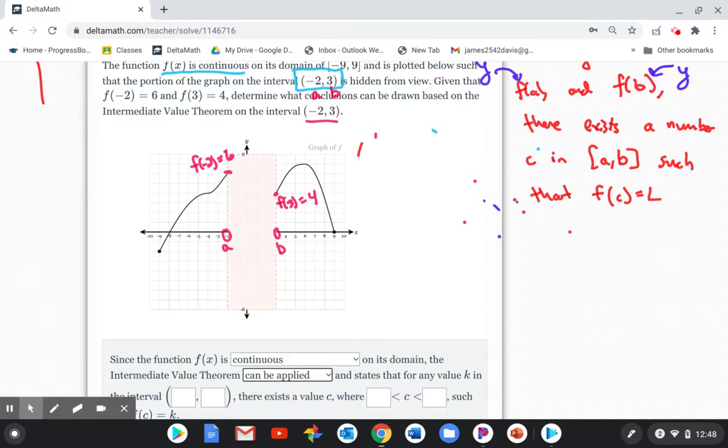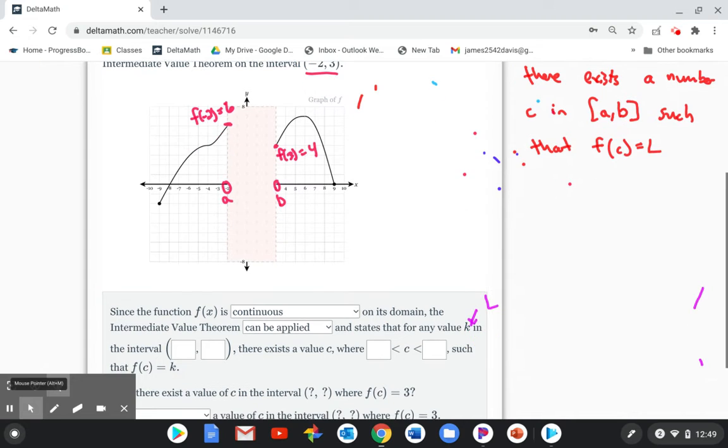And this theorem states that for any value k, now this is where it just gets a bit confusing. K is the same thing as L in our actual theorem. So for any value k in the interval, in this particular problem, what they're looking for is a y value. Since they're talking about k, that's a y value. Think of this as the same thing as f of c. K, L, f of c. I know it's confusing, but those are all the same thing.